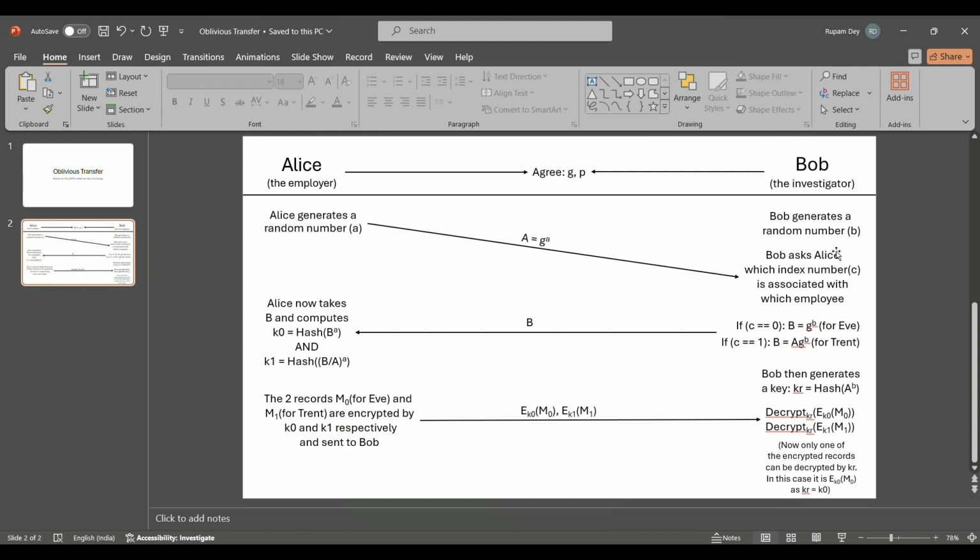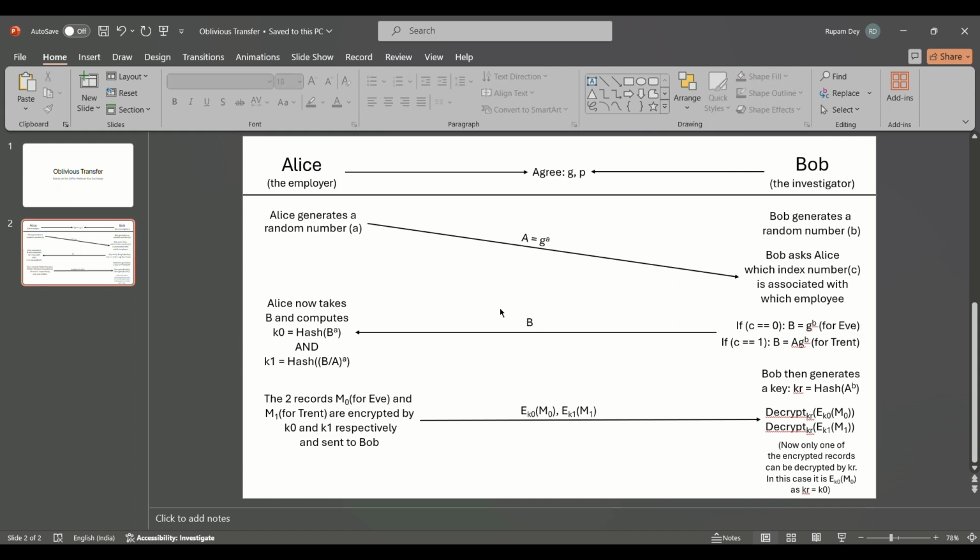Bob also generates a random number small b. Bob asks Alice which index number, here in this case C, is associated with which employee. If C equals 0, then Bob calculates capital B equal to G to the power b. And if C equals 1, Bob calculates capital B equal to capital A into G to the power small b. So here we consider that C equals 0 is for Eve and C equals 1 is for Trent. So Bob sends the value of B over to Alice, and here since Eve is the suspect, the value of B sent over will be this.